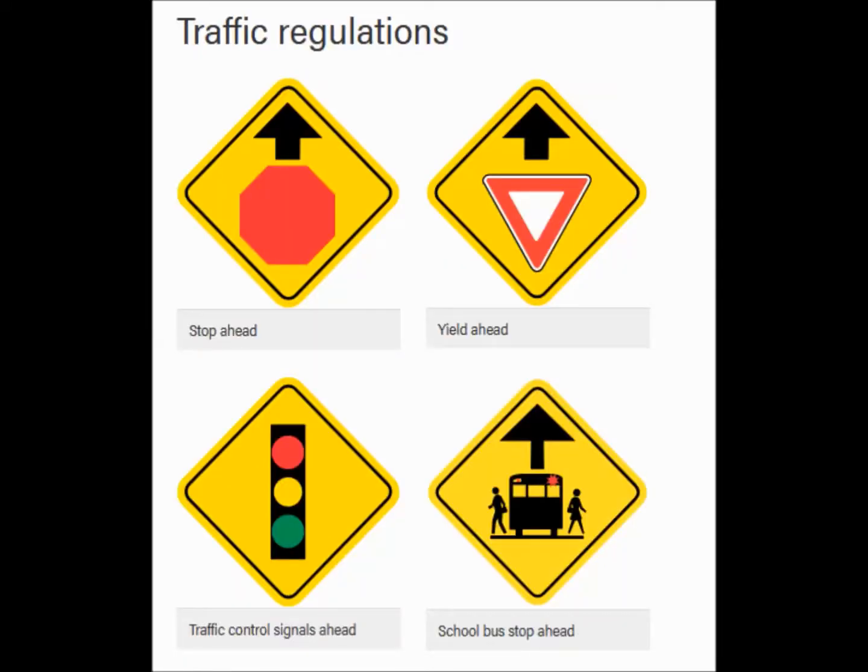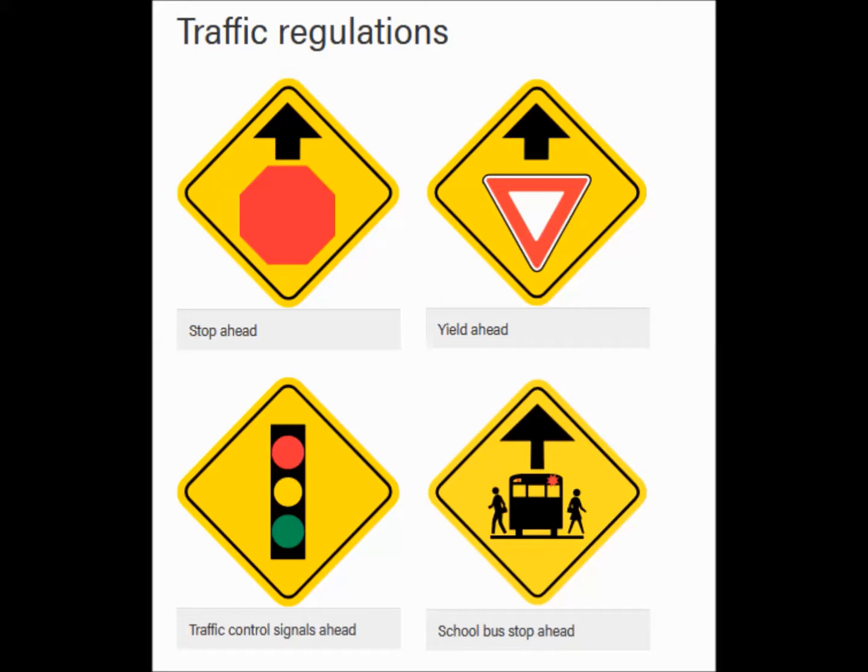Warning sign. Warning signs give drivers advance notice of actions required or potentially hazardous conditions on or near a road. Some of these signs warn of a traffic regulation, such as stop or yield, features or physical conditions on the road, hazards that may require a driver to respond. Traffic regulations. Image descriptions. A yellow rectangle with a black outline. There is a red octagon on the bottom with a black arrow pointing up above it. Stop ahead.